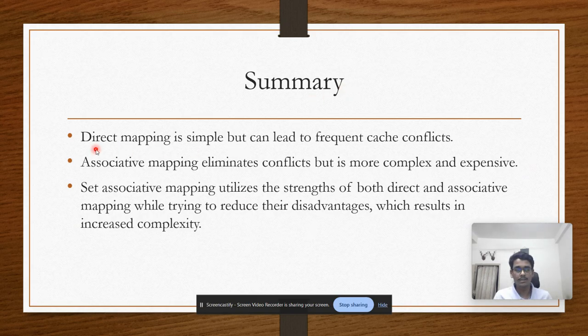In the end, it can be concluded that direct mapping, though simple, leads to frequent cache conflicts, while associative mapping, utilizing the associative memory, eliminates these conflicts but is more complex and expensive as compared to direct mapping. Set associative mapping utilizes the strengths of both direct and associative mapping and in the end reduces the disadvantages of both. But this results in an increased complexity and reduces the cache hit ratio of associative mapping.